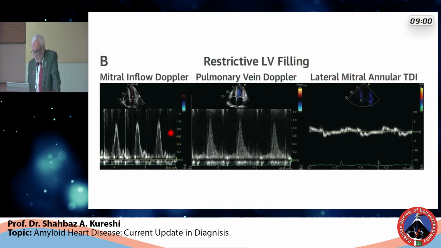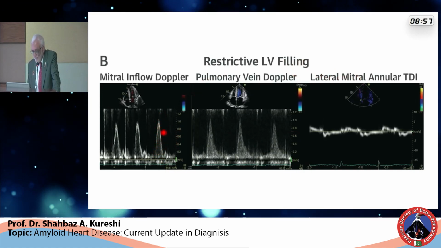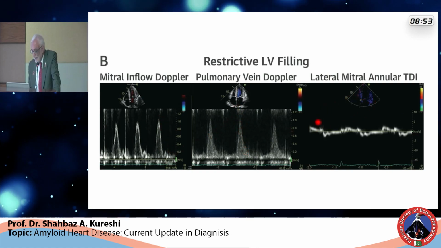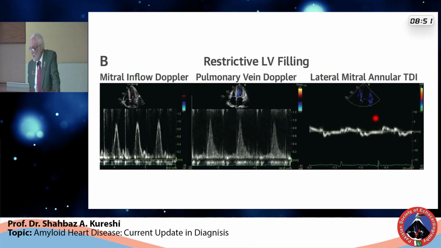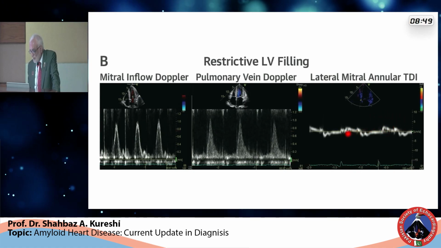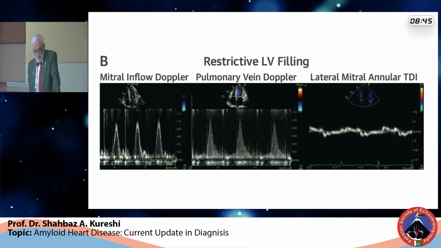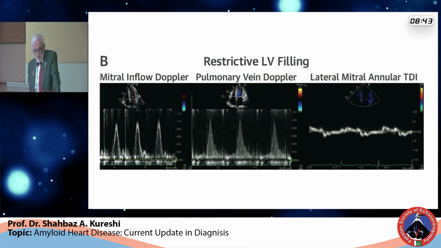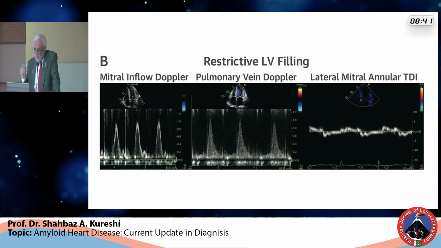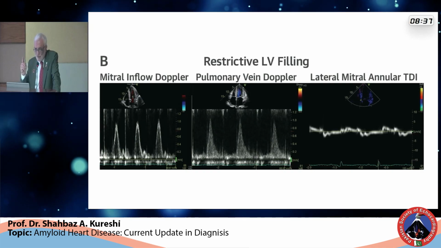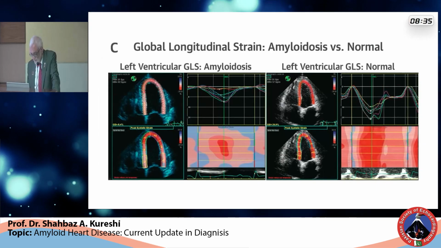They show a restrictive pattern of filling on the mitral valve inflow Doppler, the pulmonary vein Doppler, and the lateral mitral annular tissue Doppler imaging, where I said yesterday that you will have a 5 by 5 by 5 sign in these patients who have a restrictive cardiomyopathy, because the S wave, the E prime, the S prime, and the A prime will be reduced in these patients.